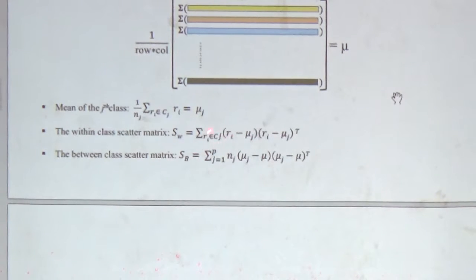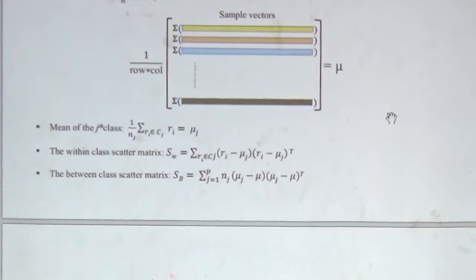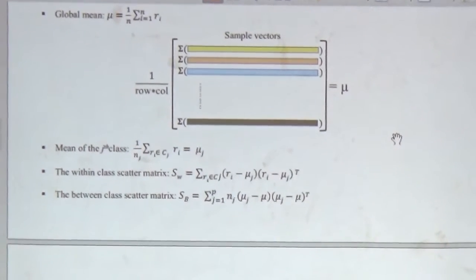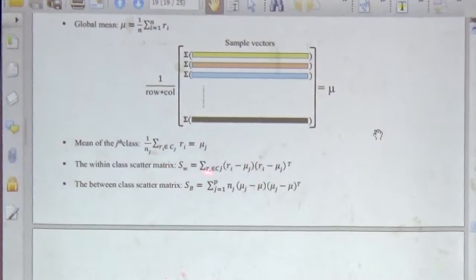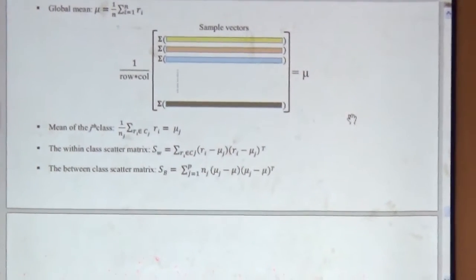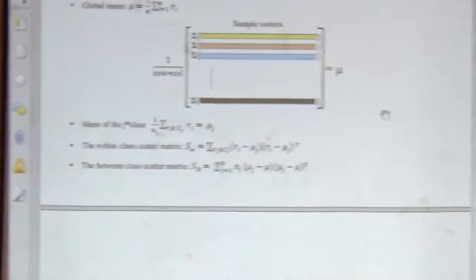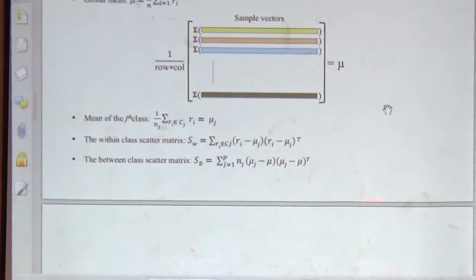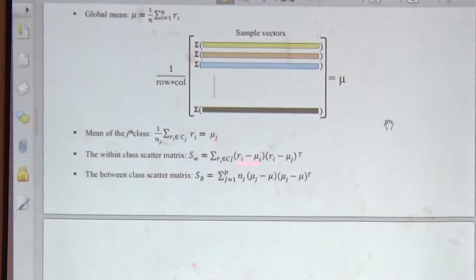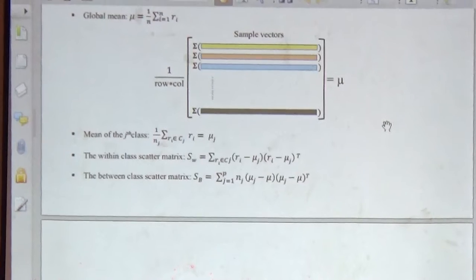So Ri belongs to Cj. The data points belong to that particular cluster. J goes from 1 to p. Suppose here p is equal to 2. So you have two means, mu1 and mu2. If you use the data points around mu1, you get the within class scatter matrix for class 1. Similarly, if you use the data points around mu2, then you get the within class scatter matrix for class 2.